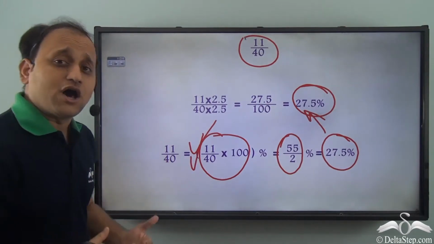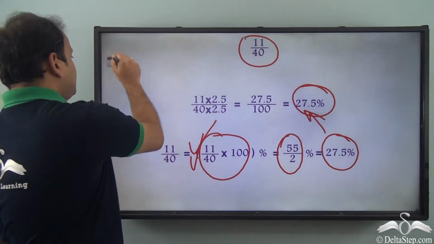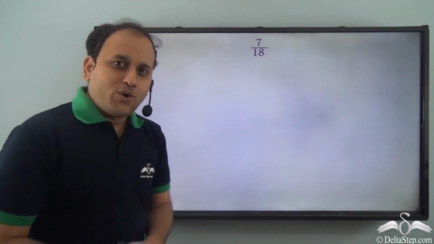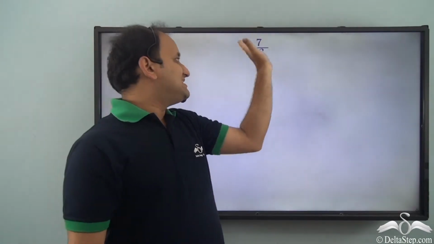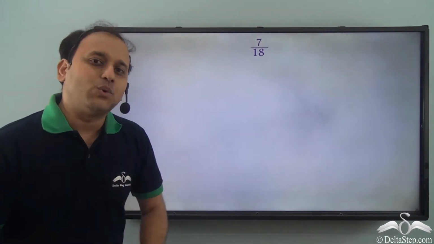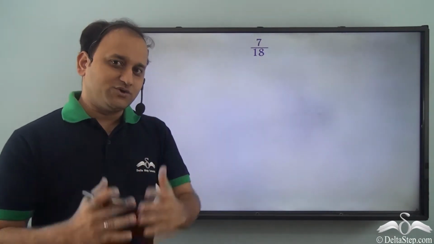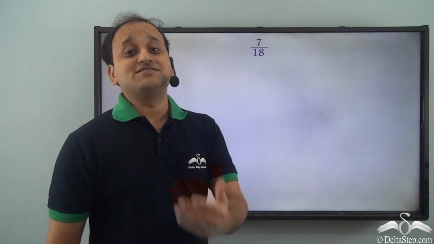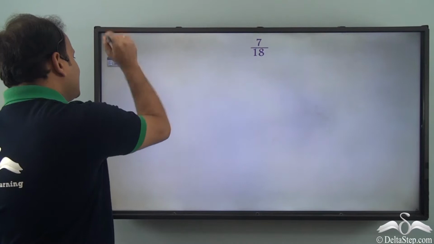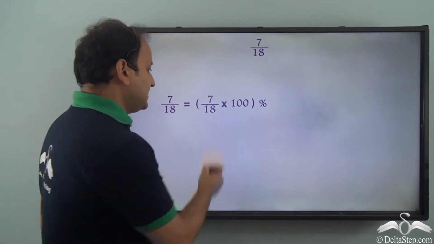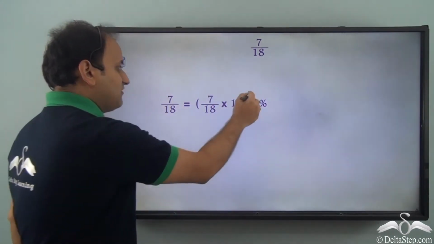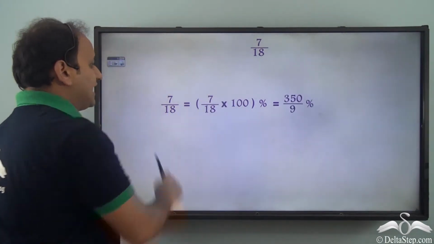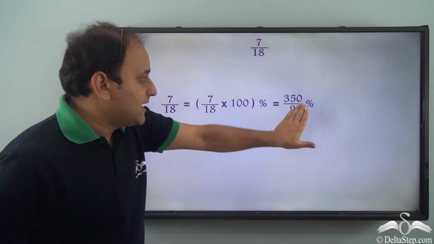So now let's solve another problem. So we have 7 by 18. So what do we need to multiply with 7 by 18 so that we can convert it into percentage? What do you think will be the right answer? Well, the right answer is 100. So what we do is we multiply 7 by 18 with 100 and we place a percent sign beside it. Now when we solve this, what do we get? We get 350 by 9%.